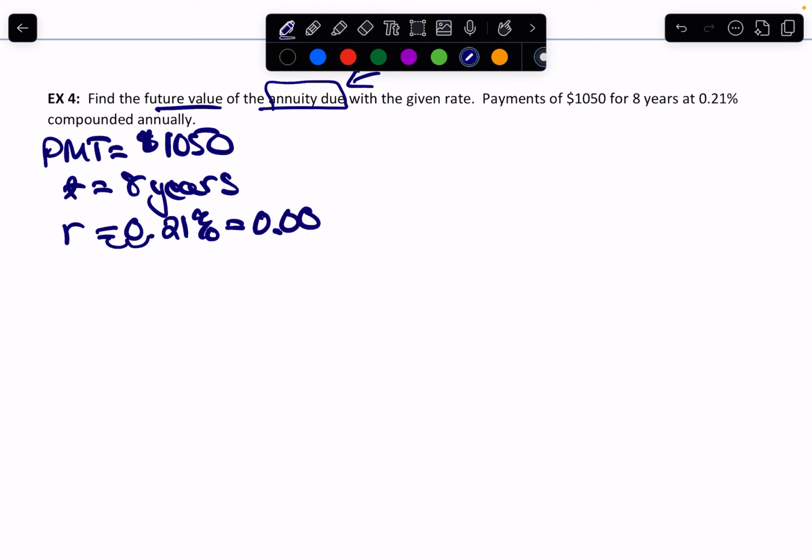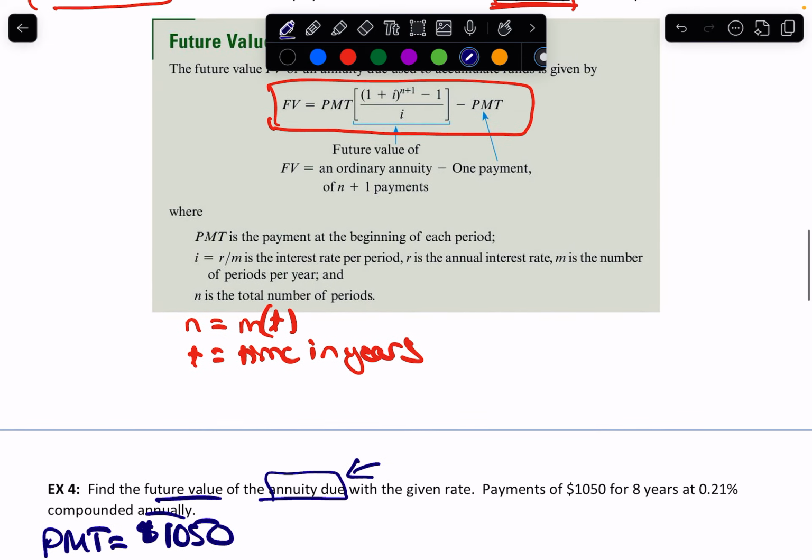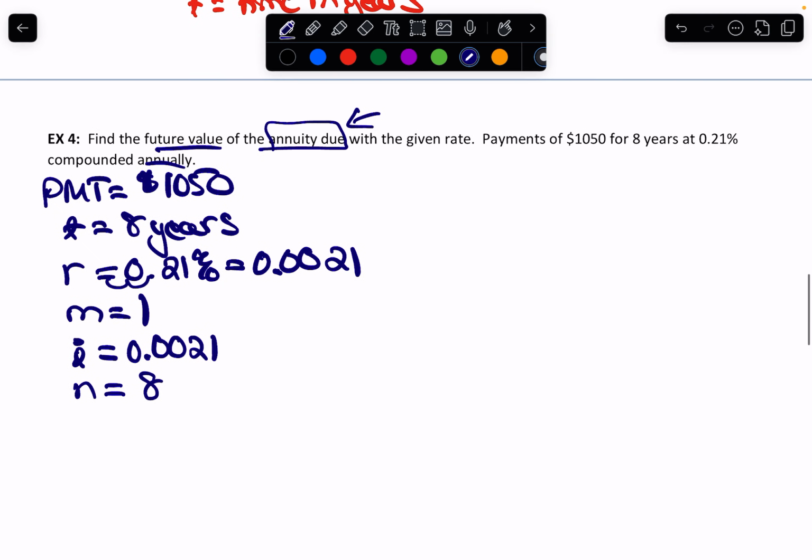So 0.0021. Annually, so m equals 1. So our i is going to be 0.0021 because it doesn't change when we divide it by the 1, which is our m. Our n is going to be 8 divided by 1, which is 8. And now looking at this formula here, we don't only need n, but we need n plus 1. So n plus 1 is going to be 8 plus 1 right here. That equals 9.